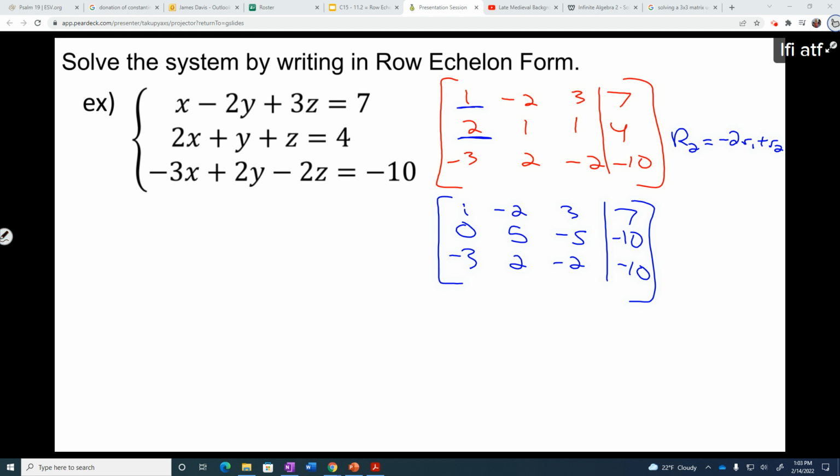Next thing is to change this to a 1. Get our 1s in the back. Anytime you change it to a 1, you're just going to multiply it by something. So we're going to say R2 equals, and then what do we multiply by? Yep, 1/5. The reciprocal of this. So 1/5 R2. Which means we just go through and we divide all of these by 5.